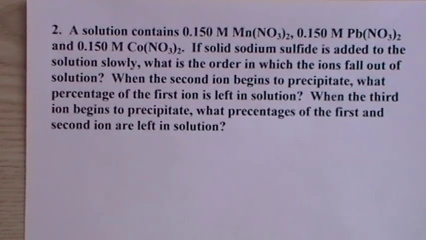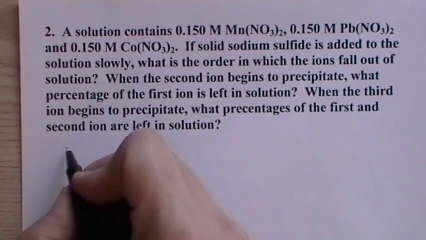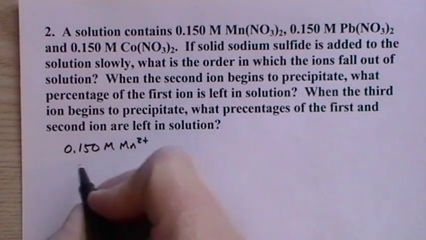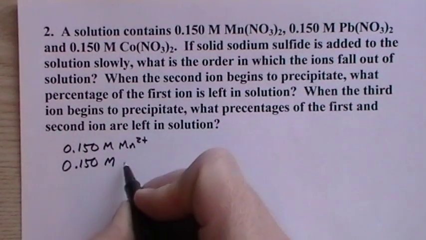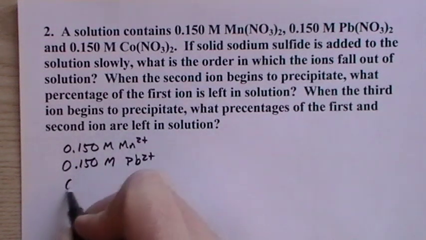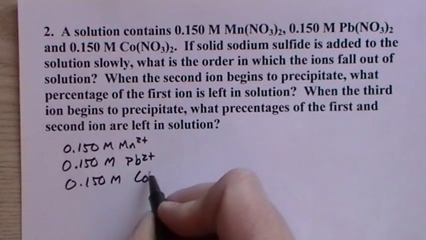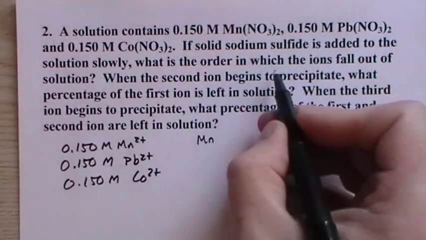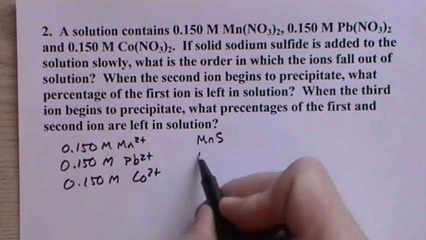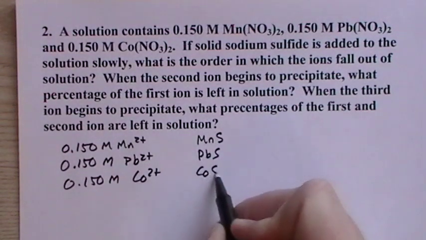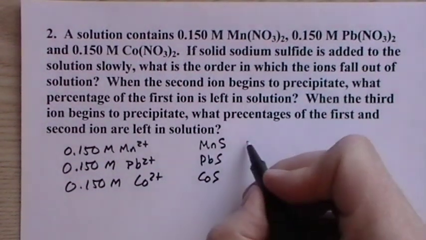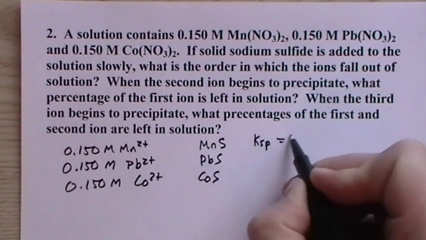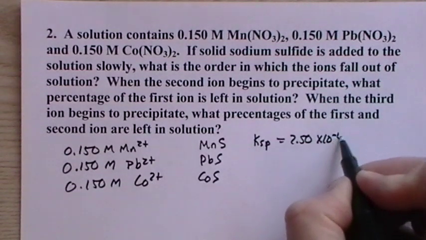I'm going to go a little faster here, but we have 0.15 molar manganese ion, 0.15 molar lead, 0.15 molar cobalt, and the KSPs for them, and we're adding sodium sulfide, so you have to determine what the compound is. Now, I'll either give you the KSPs, but more likely I'll just give you the table to work with. So they'd have to be in the table, or whatever data that you're given.